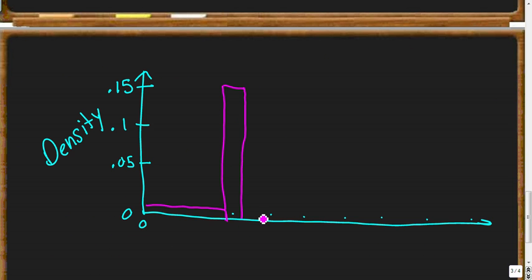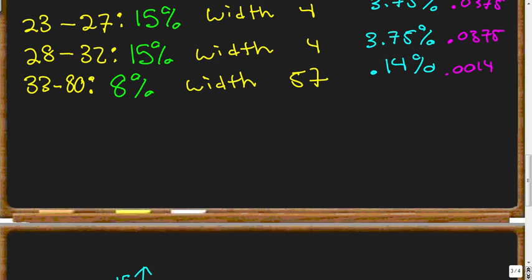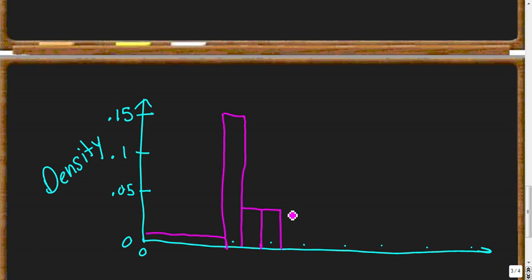And now we've got 3.75% for the next two. And that's 23 to 27. So 0.0375, we got about here. We got about here for the next two. That's up to about 32. So these two have representative areas, and this has got to be much smaller. And then finally, we've got about the same thing, but from 33 to 80.